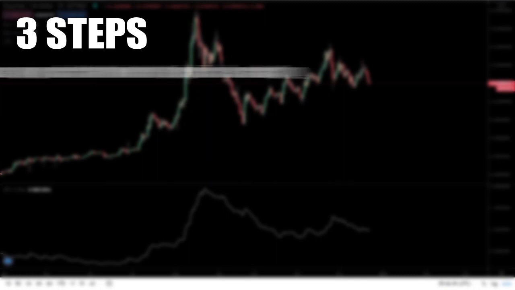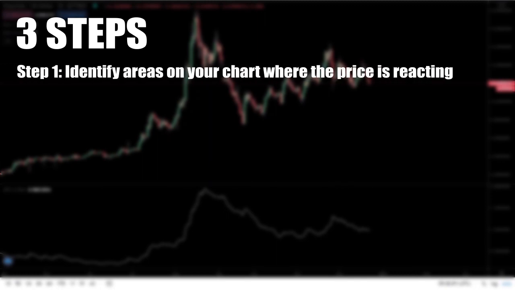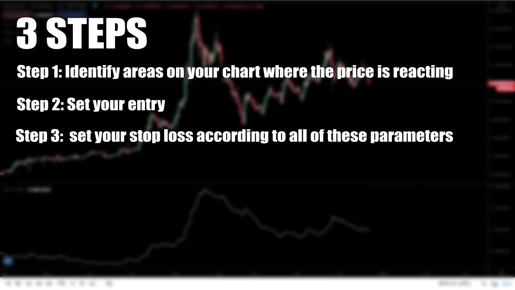Step number 1, we need to identify areas on the chart where the price is reacting. It could be a support level, a resistance level, and it could be a range as well. Step number 2, choose where to enter the market, where to buy if you go long in a position, or where to sell if you go short. Step number 3, set your stop loss according to the 2 previous parameters.